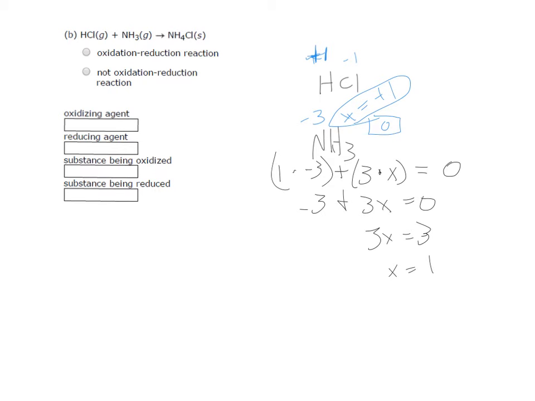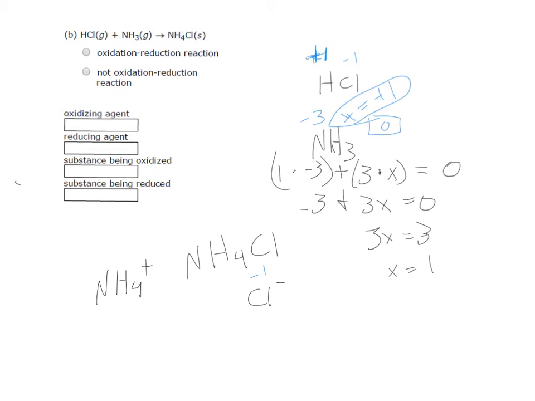The last compound to consider, NH4Cl. Here, hopefully you recognize the polyatomic ion ammonium. Ammonium ion should be separated out. So let's rewrite this as NH4 plus, and then separately Cl minus. When chlorine is alone and it bears a -1 charge, its oxidation state is -1.